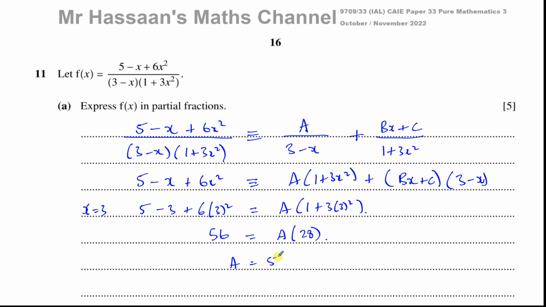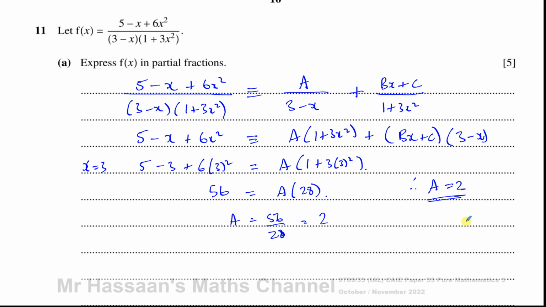So A is going to be 56 divided by 28. And I think that's 2, isn't it? That's 40 plus 16. Yes, that's 2. So therefore, we know that A is equal to 2. We found the value of A. And now we're going to find the value of B and C.